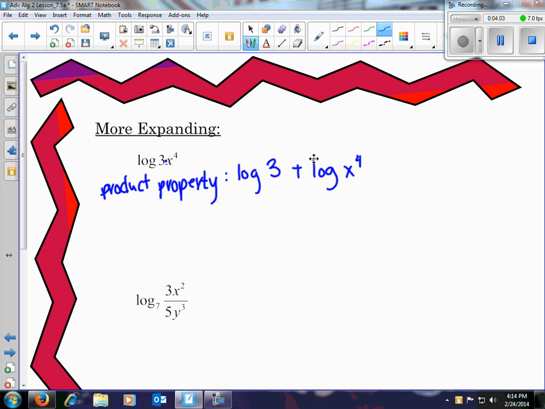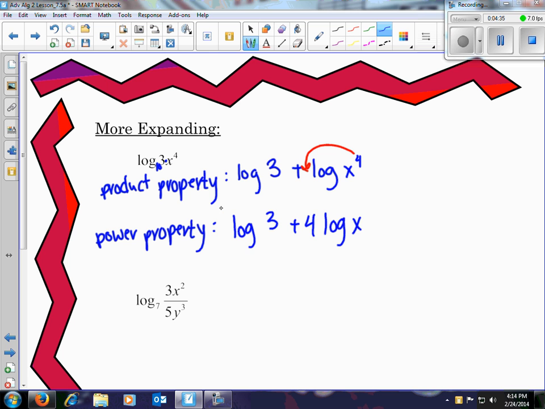to the 4th. Now remember I have an imaginary base 10 here, an imaginary base 10 here. Now I have an exponent here, so now I can use the power property. And what I'm going to do is take this 4 and put it in front. So I'm going to end up with log of 3 plus 4 log of x, and this is going to be my answer to expand.